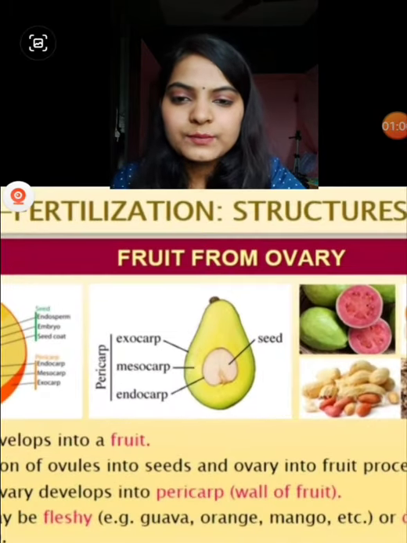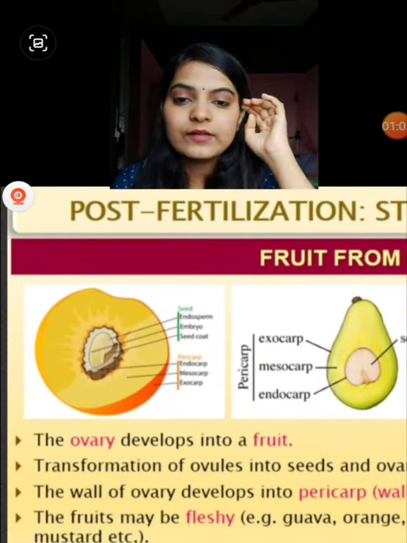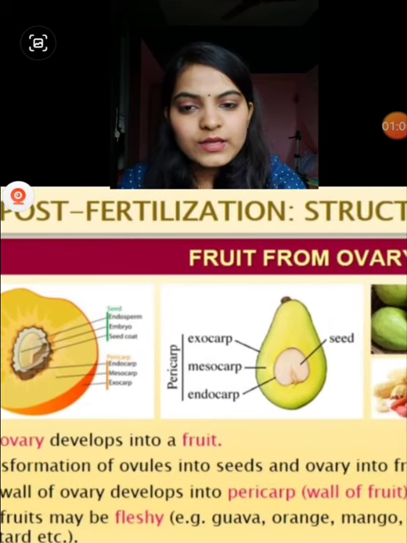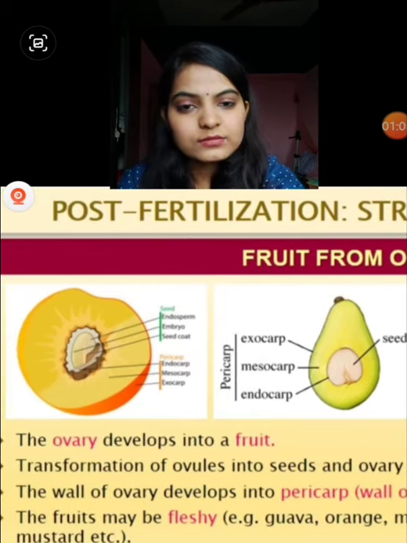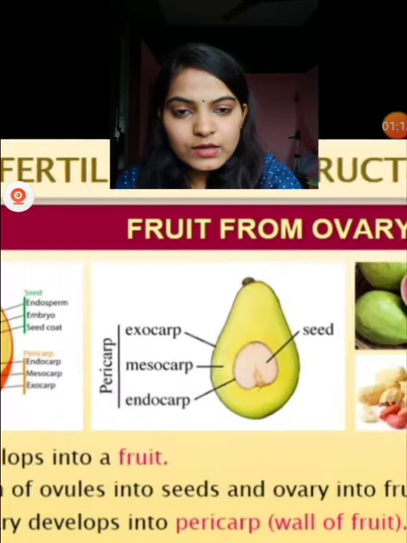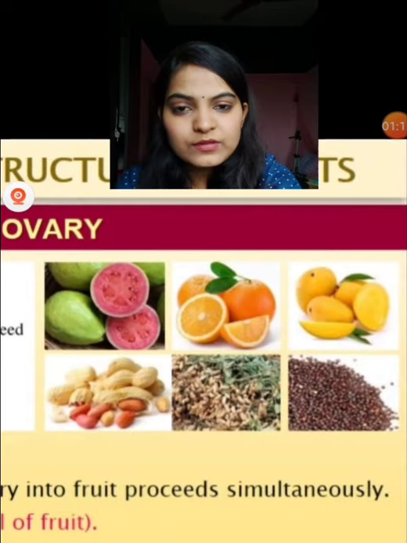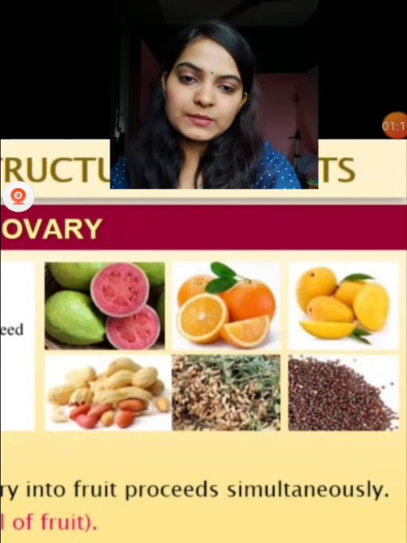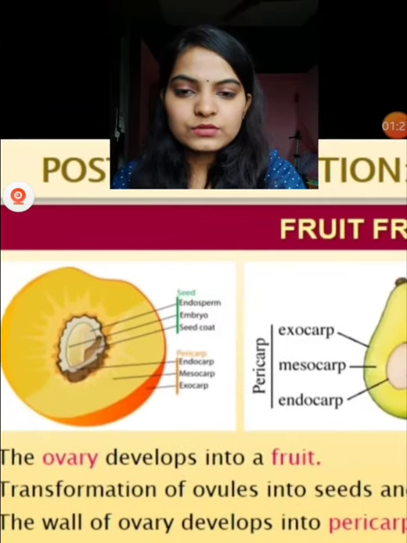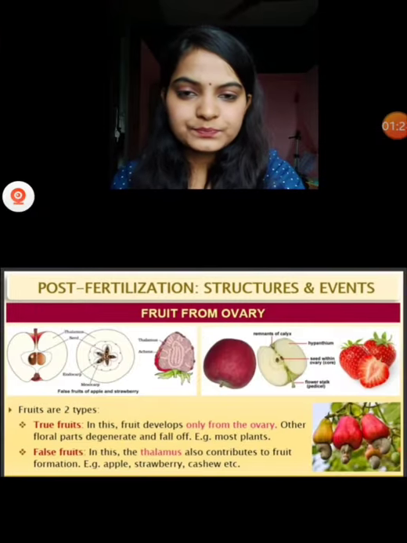The ovary, here you can see, develops into the fruit. In the pericarp you can make the differences: exocarp, the outer one, mesocarp and endocarp. Some fruits may be fleshy and some fruits may be dry. So you can categorize the fruit. This you should know.